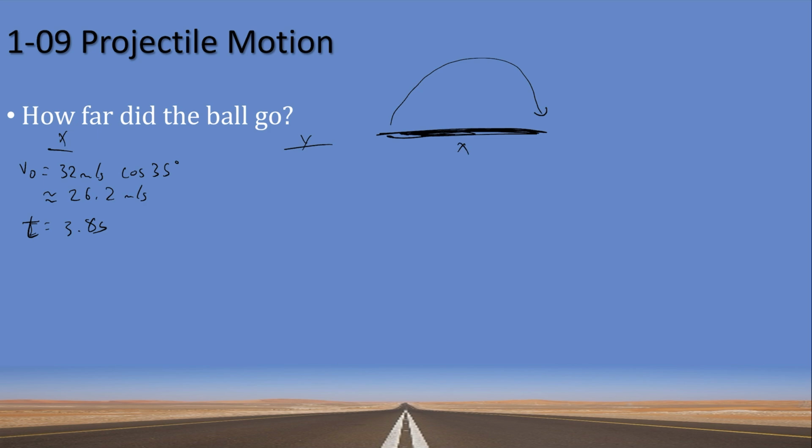So now if I worry about the x direction, there's no acceleration, so my only formula will be d equals v0t plus d0. So my v0 is 26.2 meters per second. My time is 3.8 seconds, and let's say we started at 0 distance, and so that gets you 98 meters. So it went 98 meters sideways.